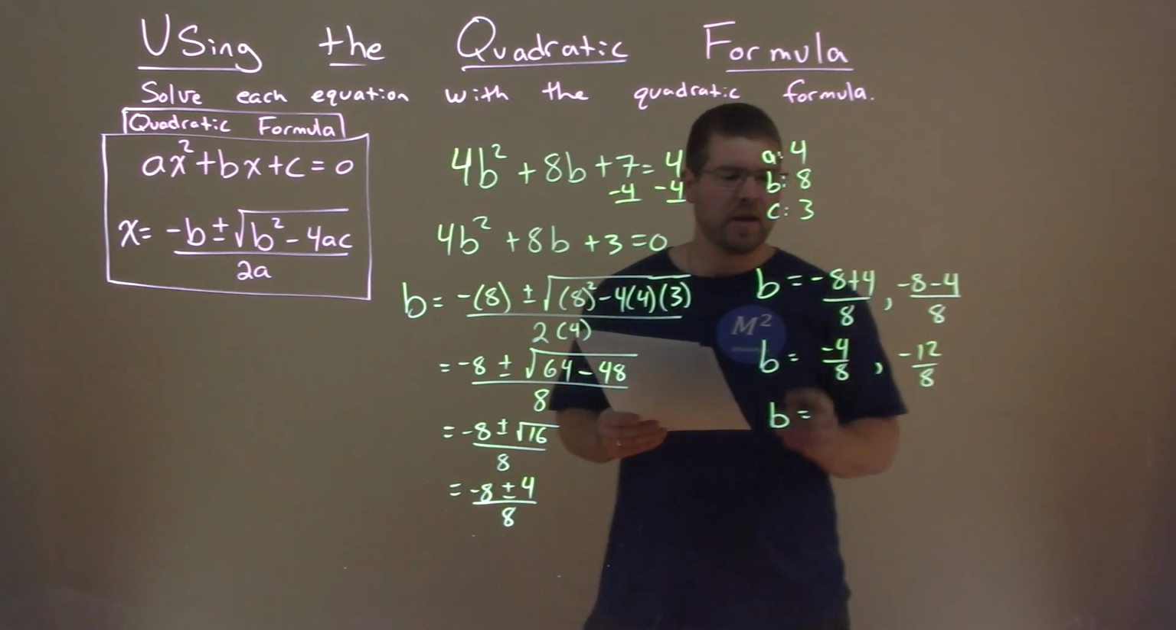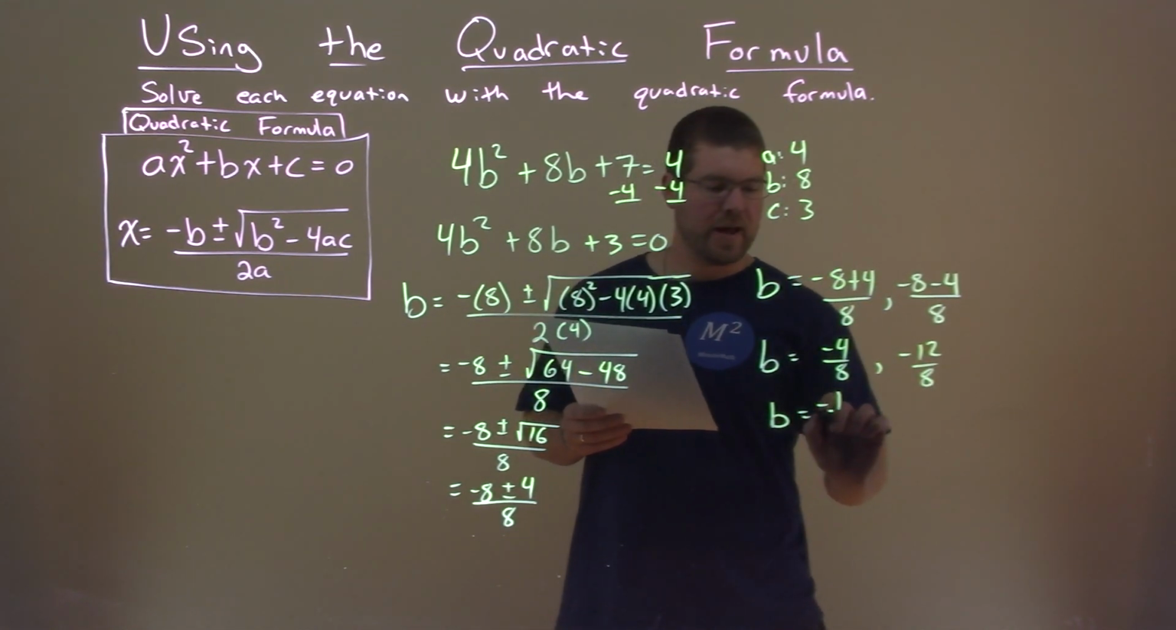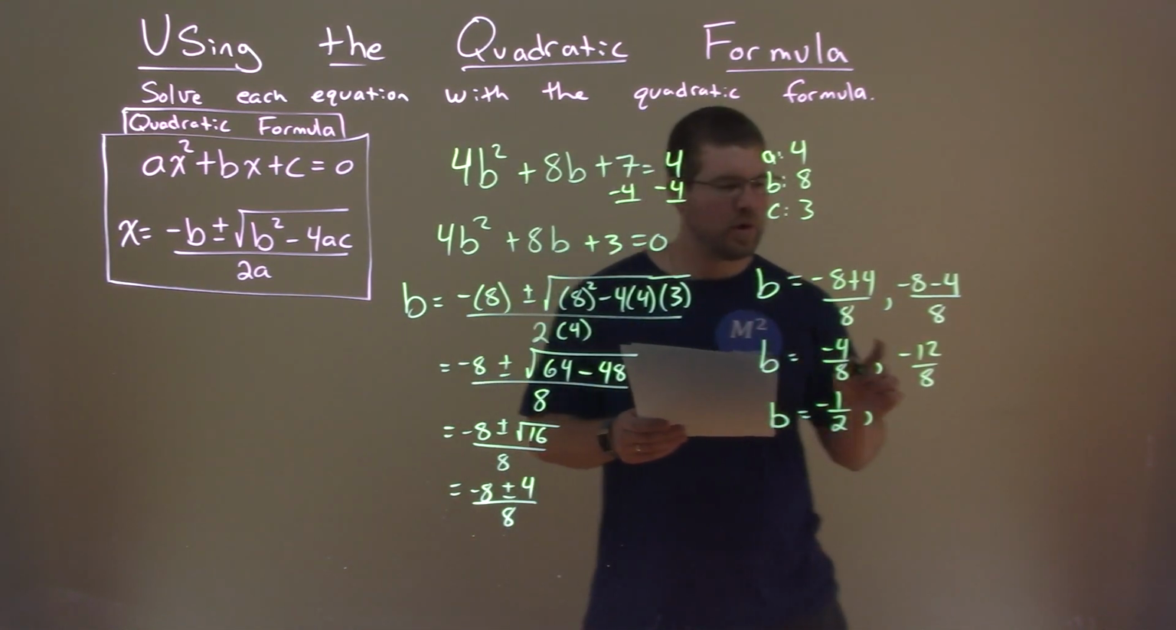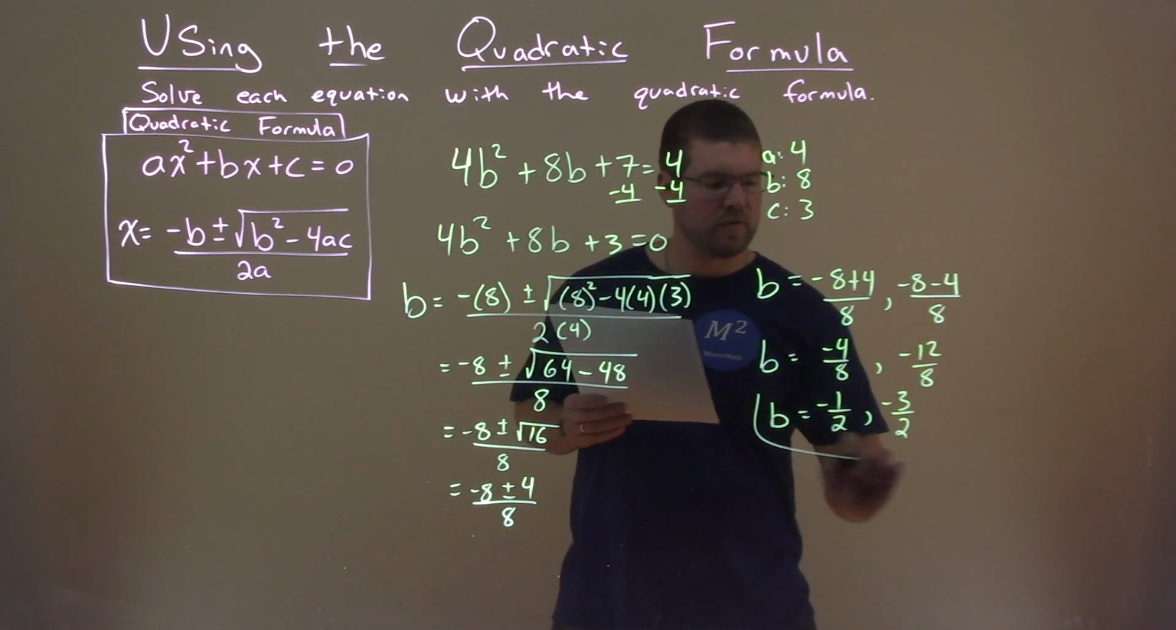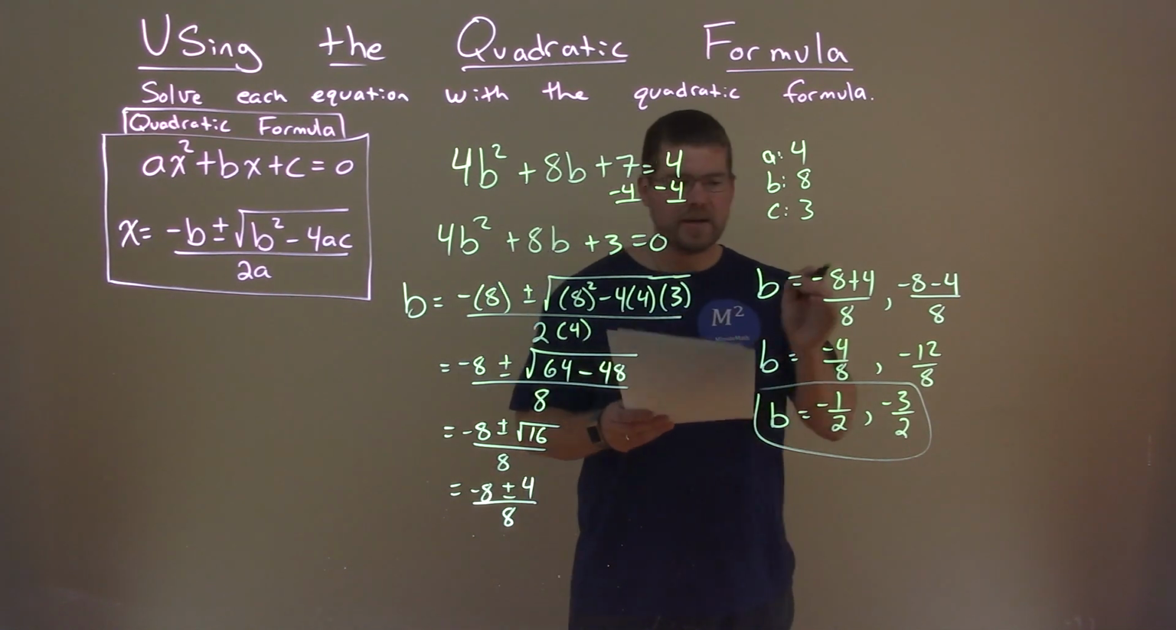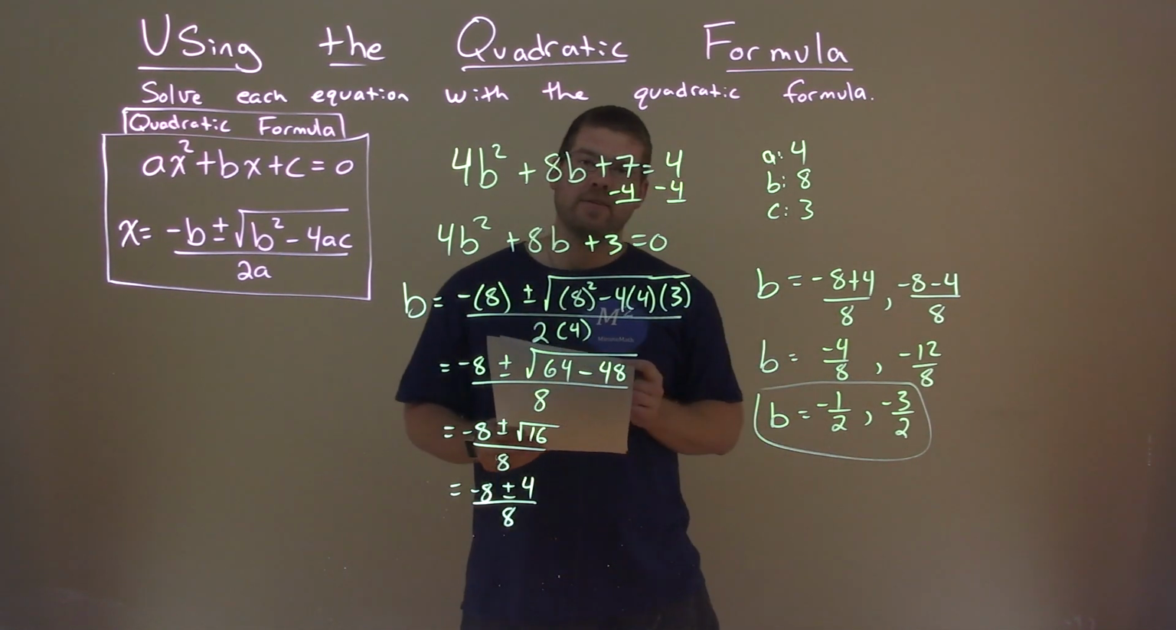Simplifying that, negative 4 divided by 8 is negative 1/2. And negative 12 divided by 8 is negative 3/2. And so my final answer here is b equals negative 1/2 and negative 3/2.